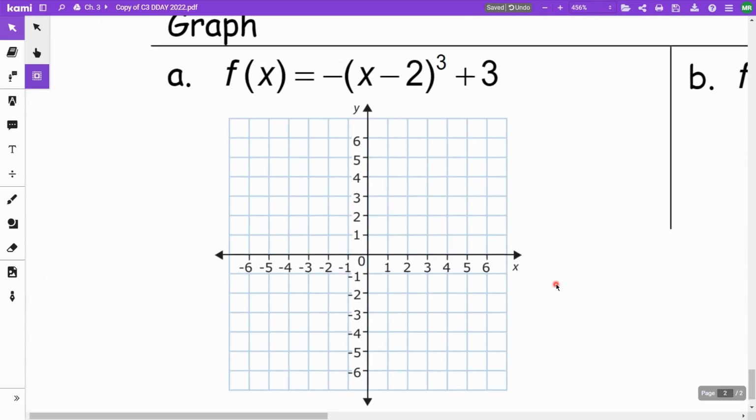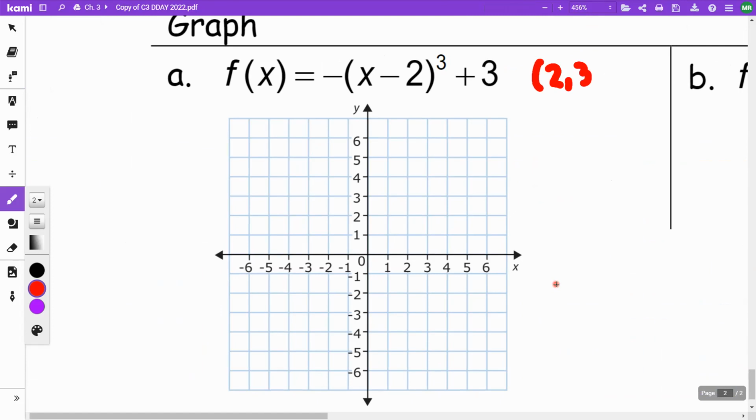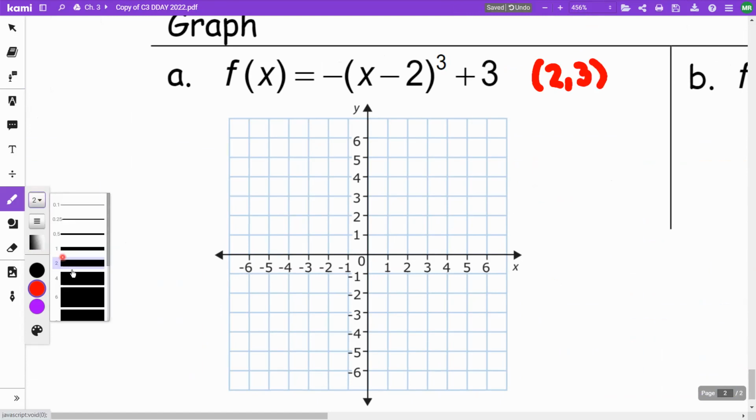Okay, so for this one, when I am graphing, this is a cubic graph. It has an inflection point at 2, 3. So I'm going to go to 2, 3. Okay, so 2, 3. And then from there, it is negative. Okay, and this is a cube.